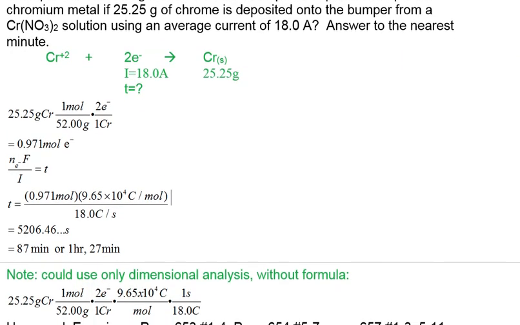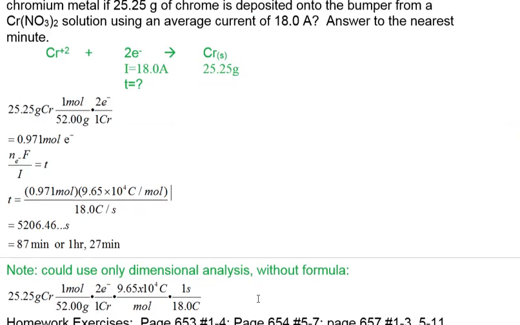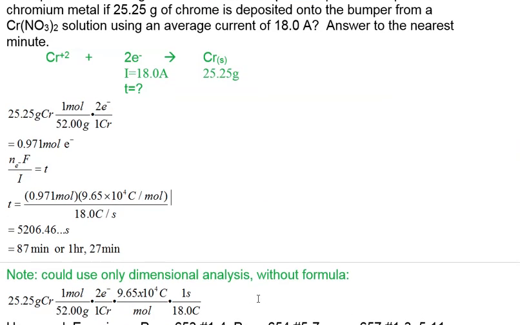As I mentioned, we could do this same kind of calculation with full dimensional analysis. So here's what it would look like if we went dimensional analysis all the way across. And that's our last topic in redox chemistry.